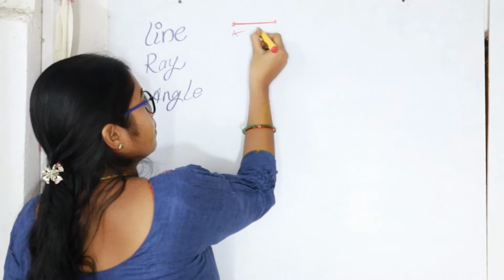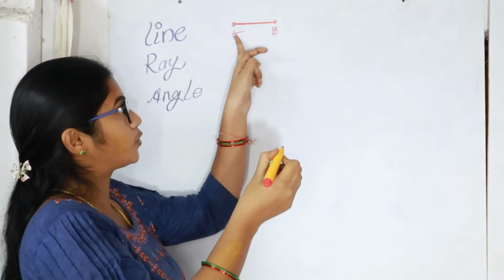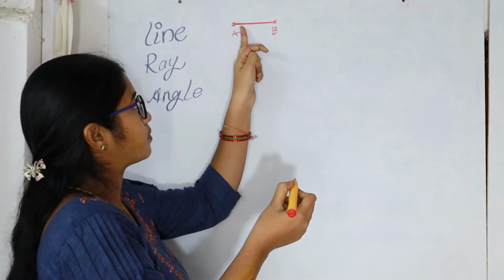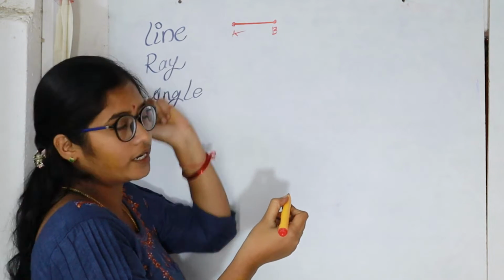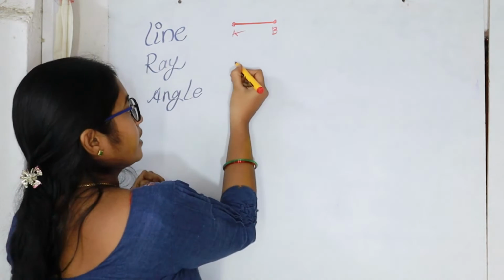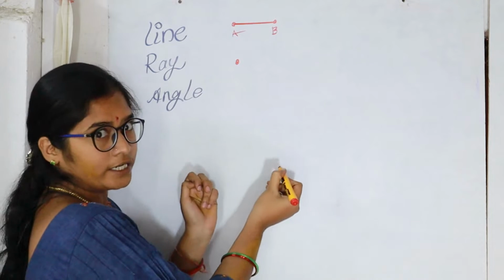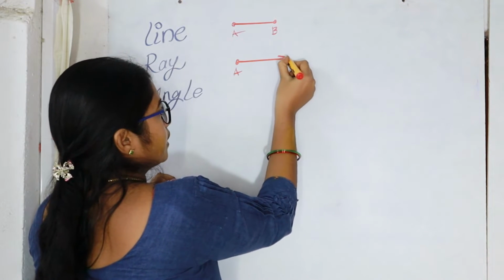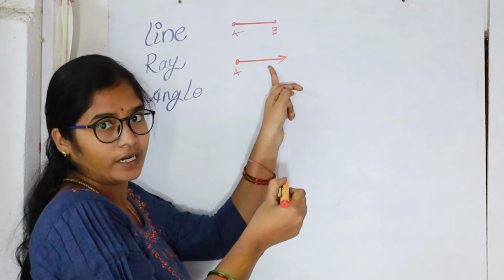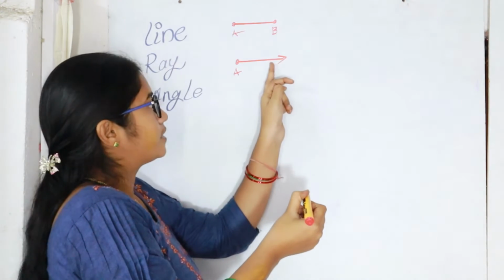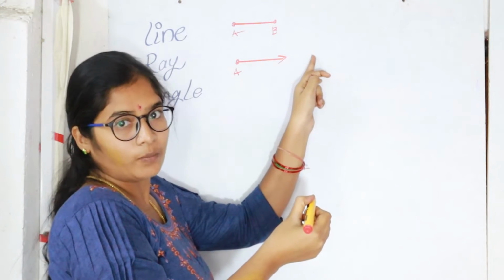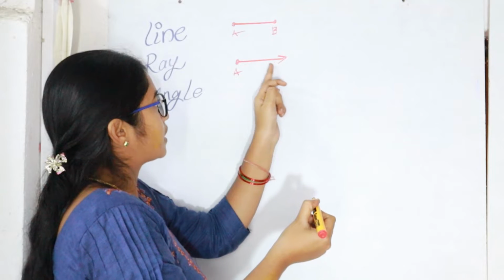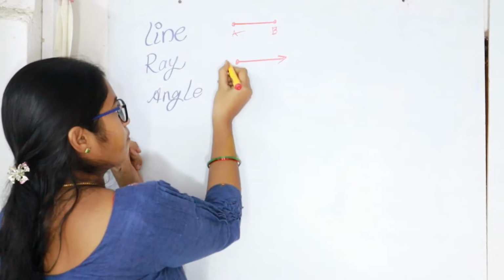If A and B are the two endpoints of a segment, then this segment is called a line. And if there is one endpoint A and on the other side it goes on infinitely without any endpoint, such a segment is called a ray.